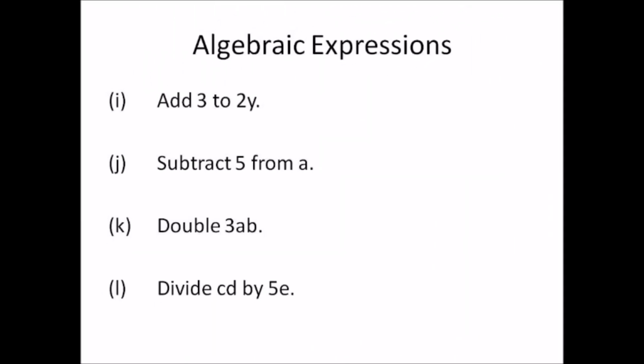Okay, let's go again at it. Algebraic expression. Write these expressions. Here we go. Add 3 to 2y. Next, subtract 5 from a. Next, double 3ab, and last, divide cd by 5e. Write those expressions quickly before we move on. See if we can get those correct now.